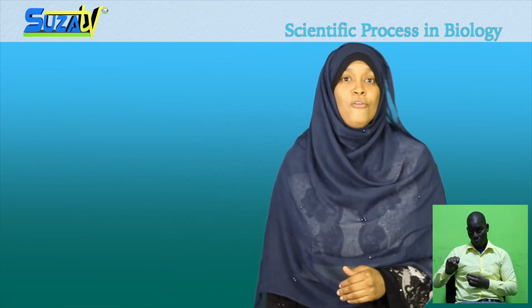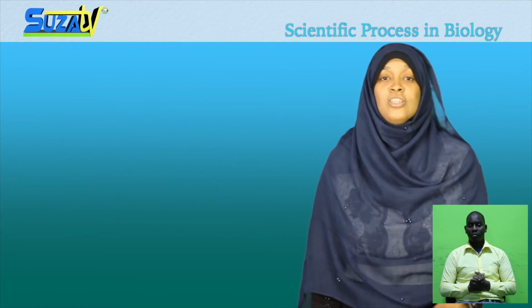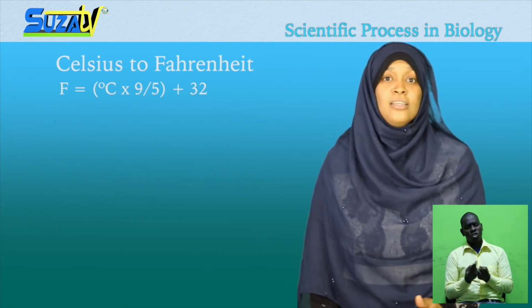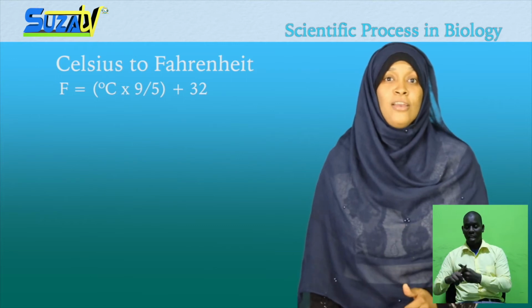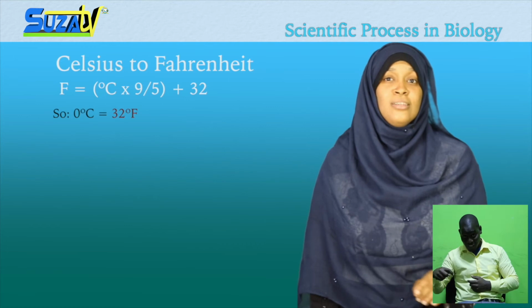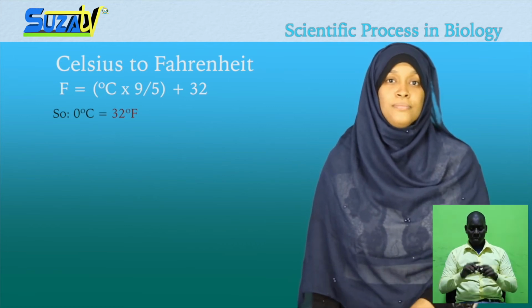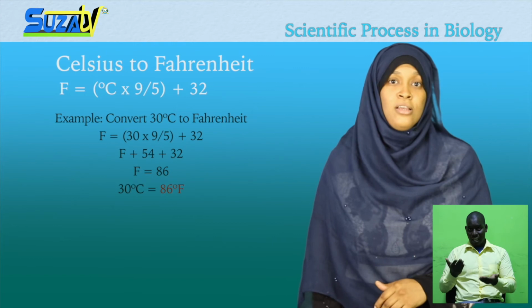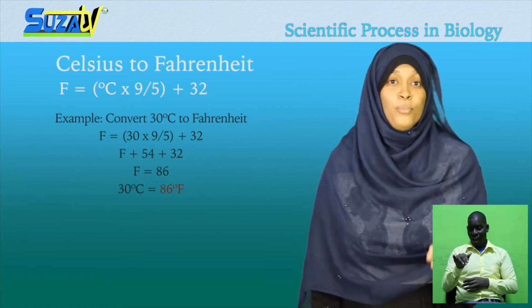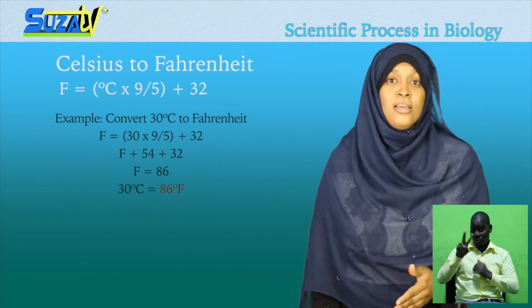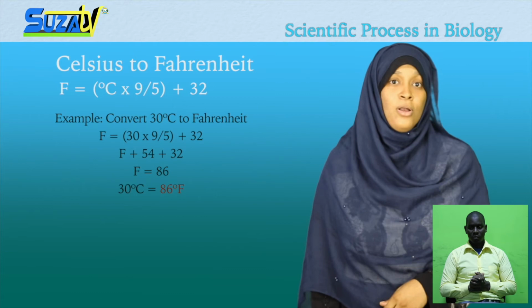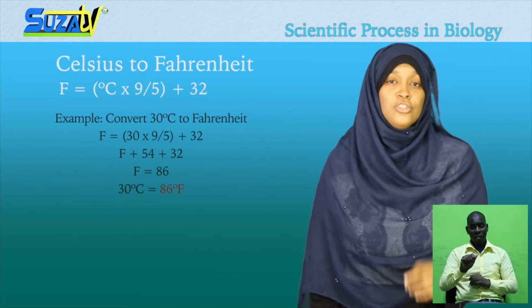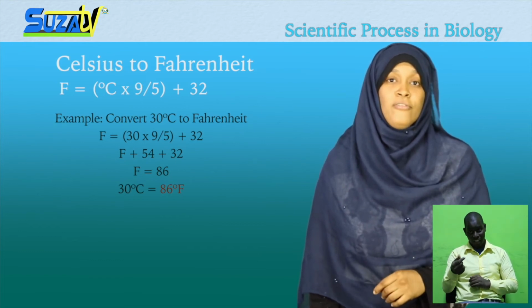Let's see how we can convert these temperatures, starting with Celsius to Fahrenheit. The temperature in degrees Fahrenheit F is equal to the temperature in degrees Celsius C times 9 over 5 plus 32. So 0 degrees Celsius is equal to 32 degrees Fahrenheit. Let's see another example. Convert 30 degrees Celsius to degree Fahrenheit. The solution is shown on your screen. From the formula, we put 30 to the C, and then 30 times 9 over 5 is 54, plus 32, the answer is 86. So 30 degrees Celsius is equal to 86 degrees Fahrenheit.